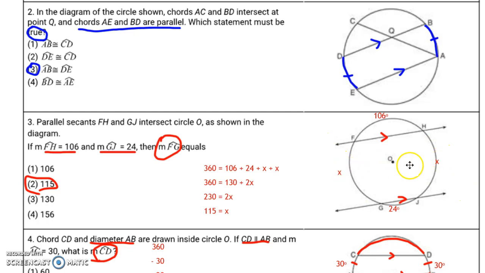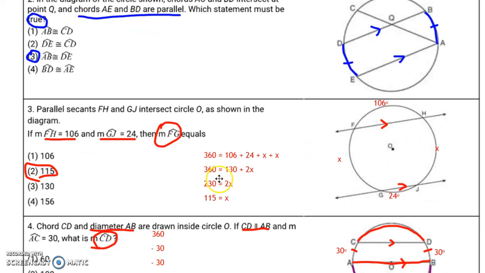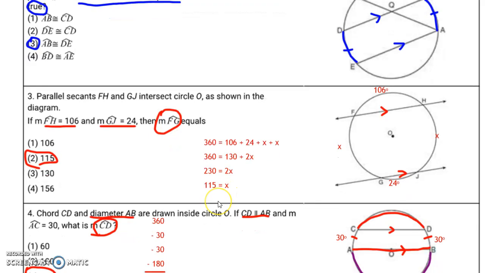We don't know what the measure of these arcs are, but we know that they're the same, so we can set up an equation. 106 plus 24, those are two of the arcs of the circle, plus x, those are the other two arcs of the circle. That should be equal to 360, and then solve that equation. Little algebra review for you.